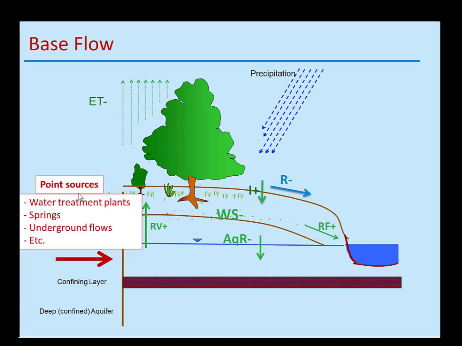Now, point sources are not parameterized. There are no parameters that you can add or you can change. So what you have to do is to just put direct water into the system or take it out of the system if you want to increase or decrease base flow. So these are the things you can do.